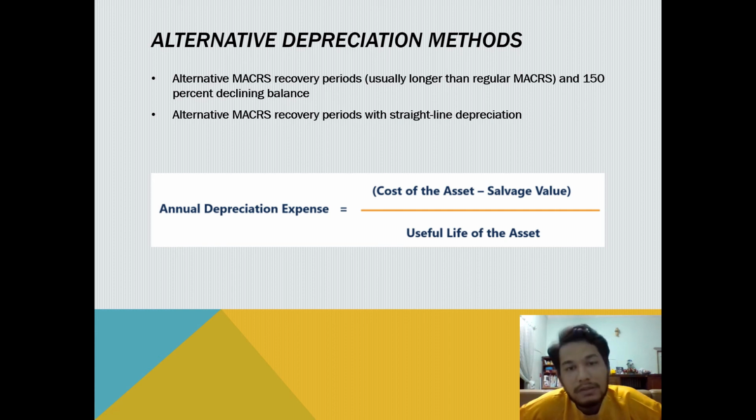This is where we use a formula. The formula is very similar to the straight line depreciation: cost of asset minus salvage value, divided by the useful life of the asset, which is very simple, and we always use this.